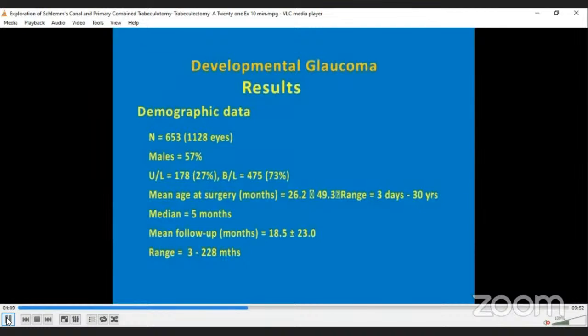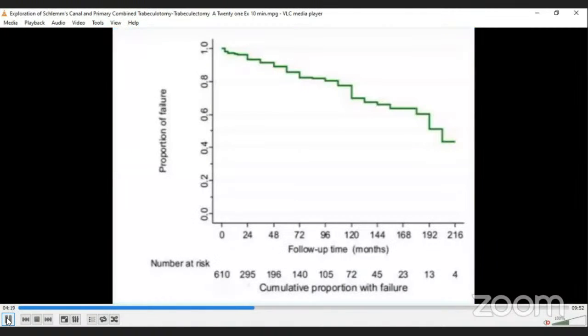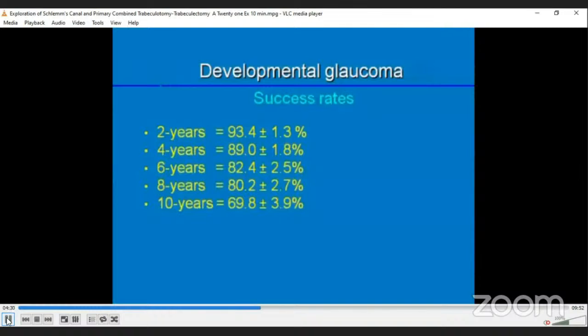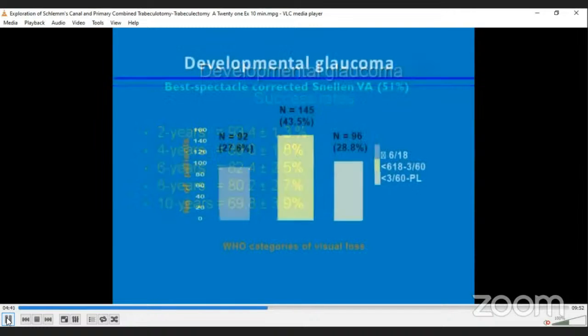1128 eyes of 653 patients operated over a 21-year period by me in this LV Prasad Eye Institute was analyzed recently, and you can see the survival curve. Over a period of time, the success rate decreased, and it is bound to happen. Success rate of 93.4% at the end of second year decreased to almost 70% at the end of 10th year. Just to tell you that this success rate is without any anti-glaucoma medication and first surgery success rate.